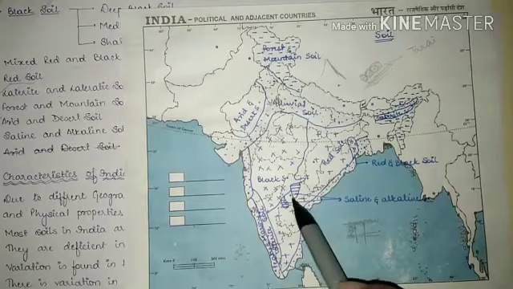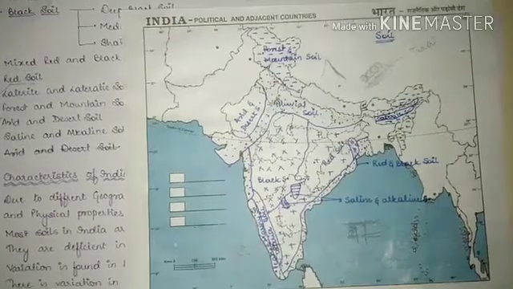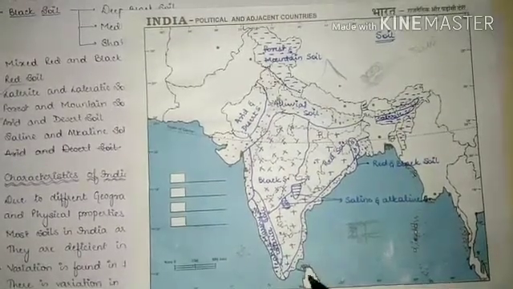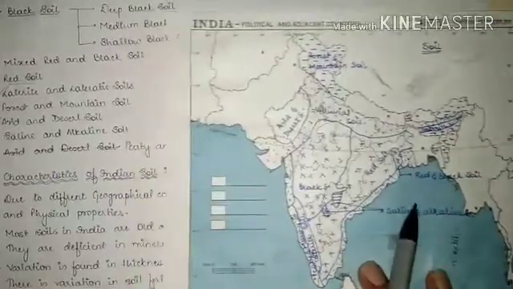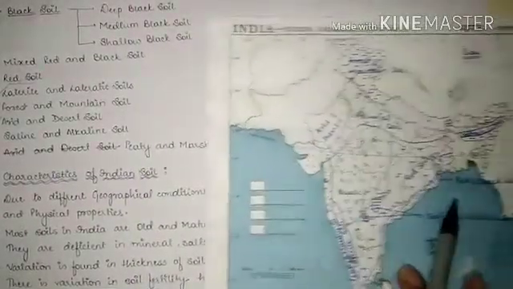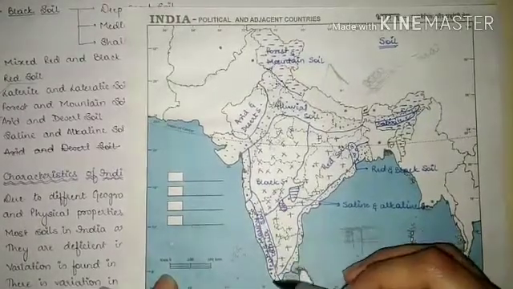Now this soil is found mainly in these parts, that is Andhra Pradesh, Telangana, and Karnataka. Lastly, we have peaty and marshy soil. Now, peaty and marshy soil, as we can see here in the Western Ghats.